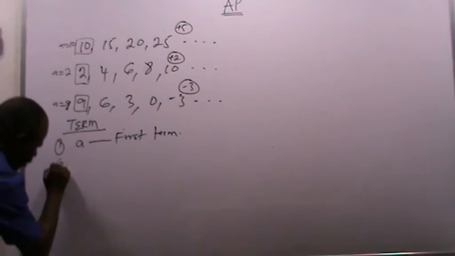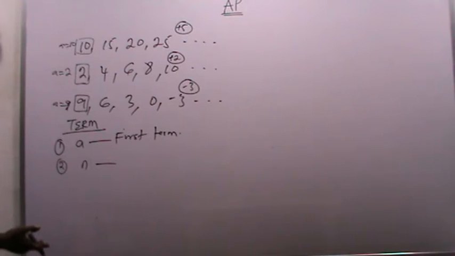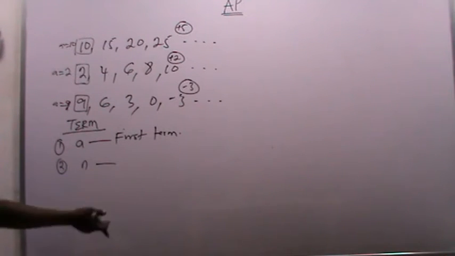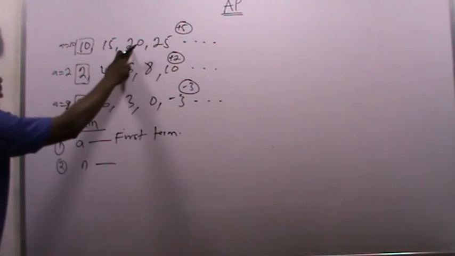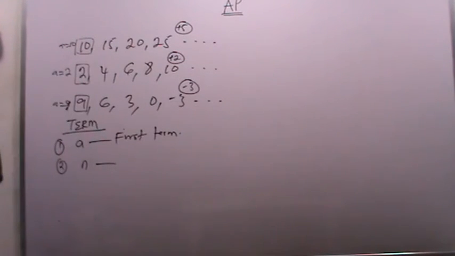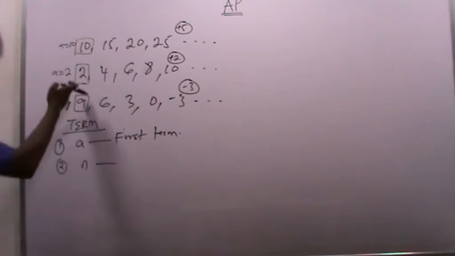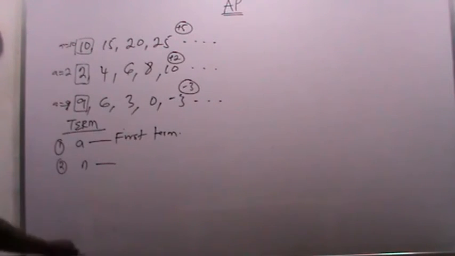Then the second term you need to know is n. This n is like a serial number, showing you the position of the number. For instance, this is n1, n2, n3, n4, n5, n6, n7, like that. So n here is talking about the serial number, the position of the number in the progression.